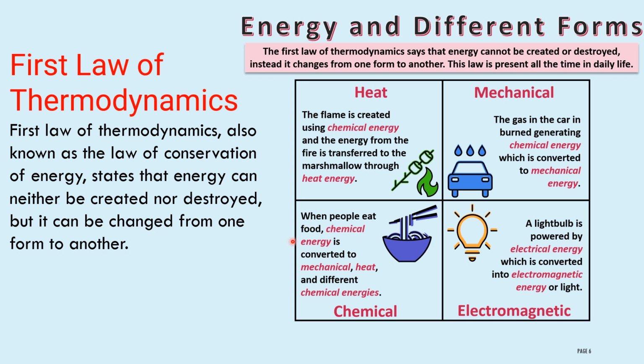When people eat food, chemical energy is converted to mechanical energy, heat and different chemical energies. When we eat food, we have chemical energy in it, and it is converted into mechanical energy, heat and different chemical energies. The next one: a light bulb is powered by electrical energy, which is converted to electromagnetic energy or light. You can see the bulb has electrical energy, and we can convert it into electromagnetic energy or light.